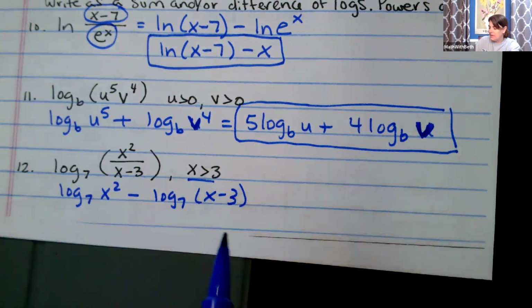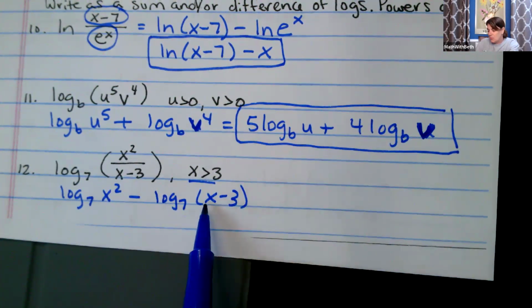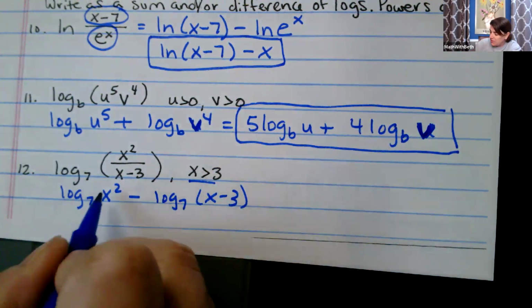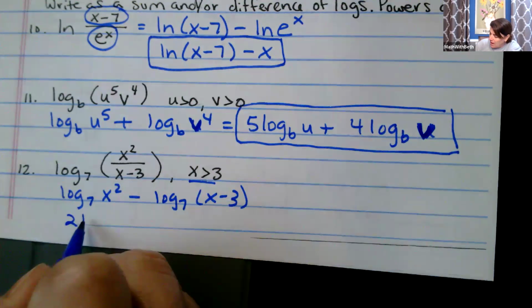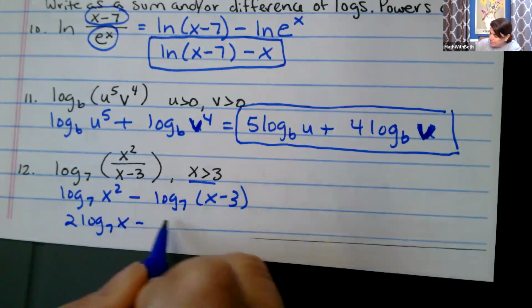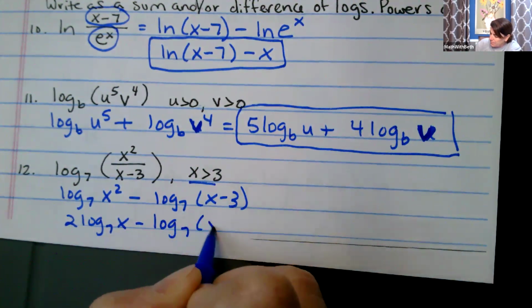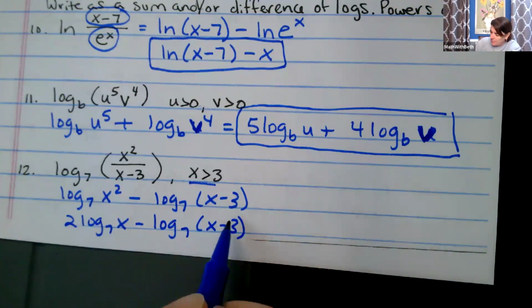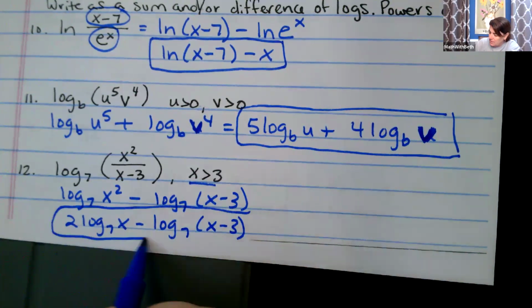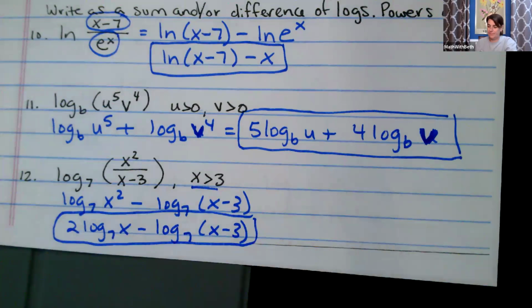Make sure you use parentheses when it's more than one thing. And there is no rule of one log being subtracted. So if it's something like x minus 3, you just have to keep that together. So this is basically my answer, except I do have an exponent that I could bring out front. So that would be as nice as we can make it.